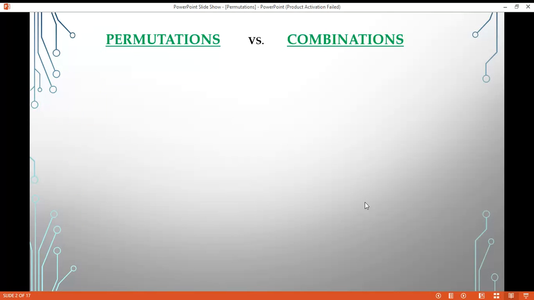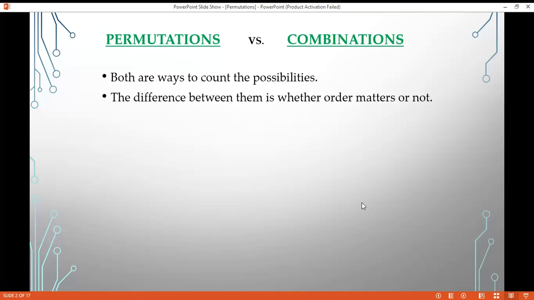So first we talk about permutations. What is the difference between permutations and combinations? Both are ways to count the possibilities, right? But the difference is whether order matters or not. In permutations order matters, and in combinations order doesn't matter, right?